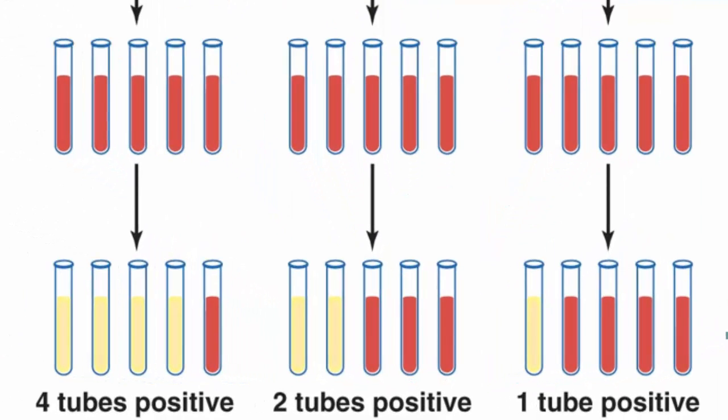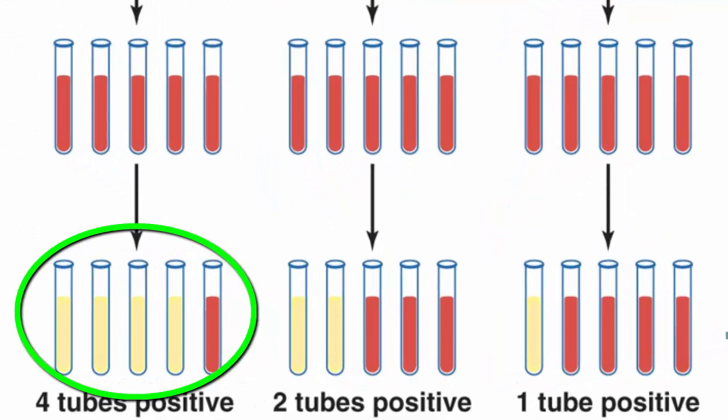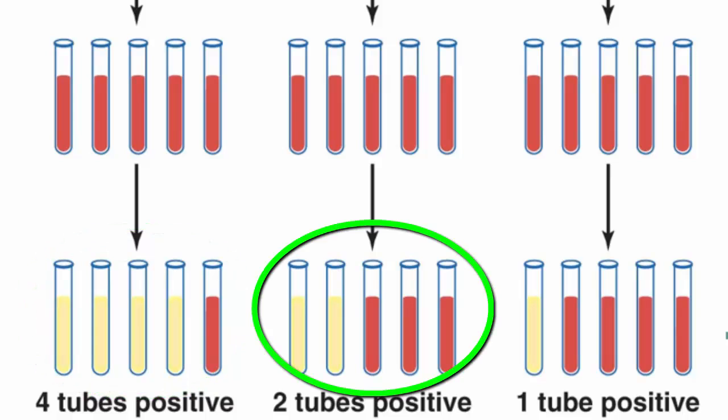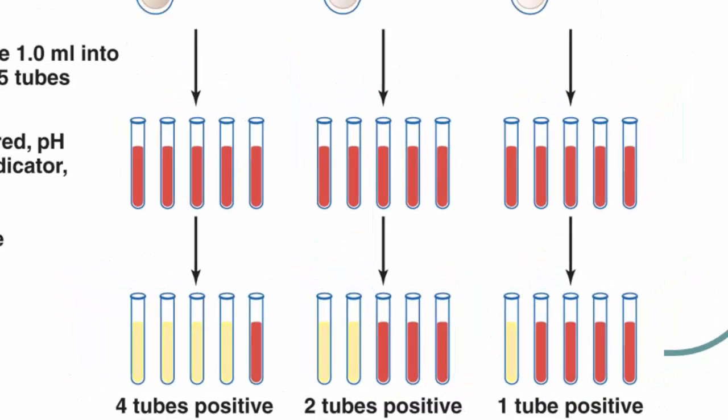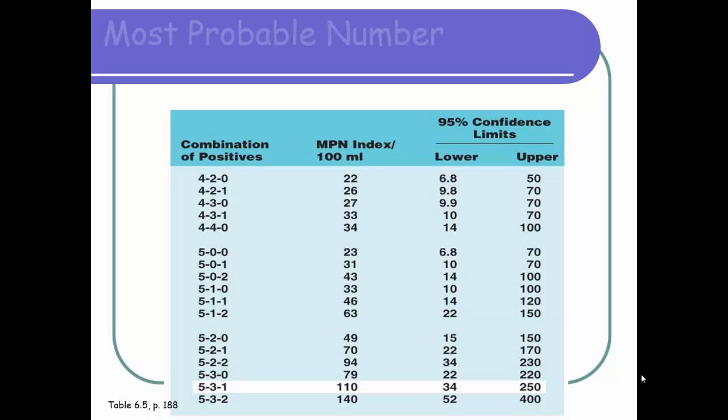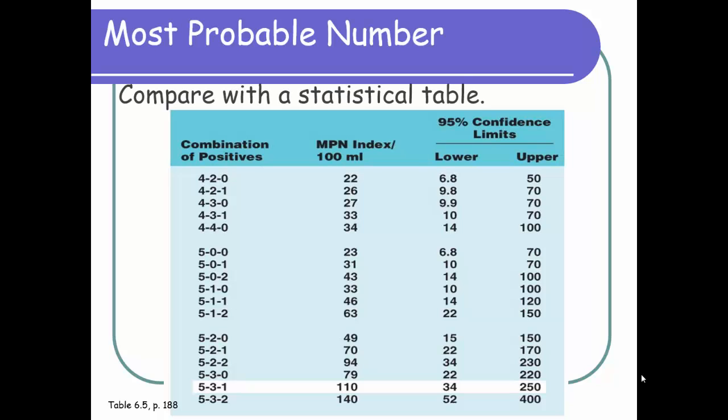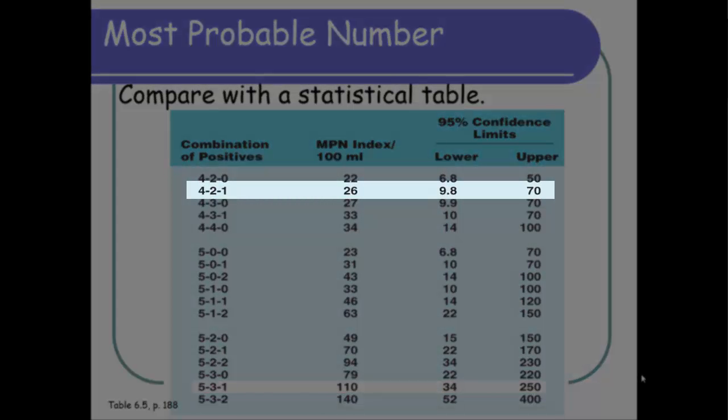In the undiluted sample, we had 4 tubes that grew, 1 did not. In the 1 to 10, we had only 2 tubes, and in the 1 to 100, we only had 1 tube. We then will go to a statistical table and look at the combination of positive tubes. So a 4-to-1 will tell us that approximately 26 bacteria per 100 milliliter of solution was what we had to begin with.